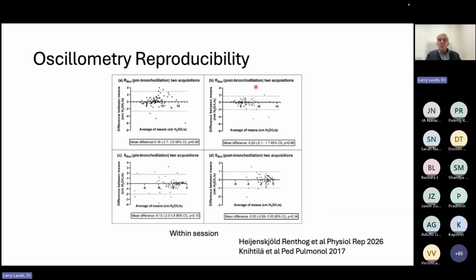This is showing some reproducibility within a session, and you can see that these are Bland-Altman plots. We look at the bias between measurements, so how much they're off, and if they're reproducible, it should have a bias of 0. But it also points to the limits of agreement, and the limits of agreement are pretty tight, which is good to know. So within session, it is fairly reproducible.